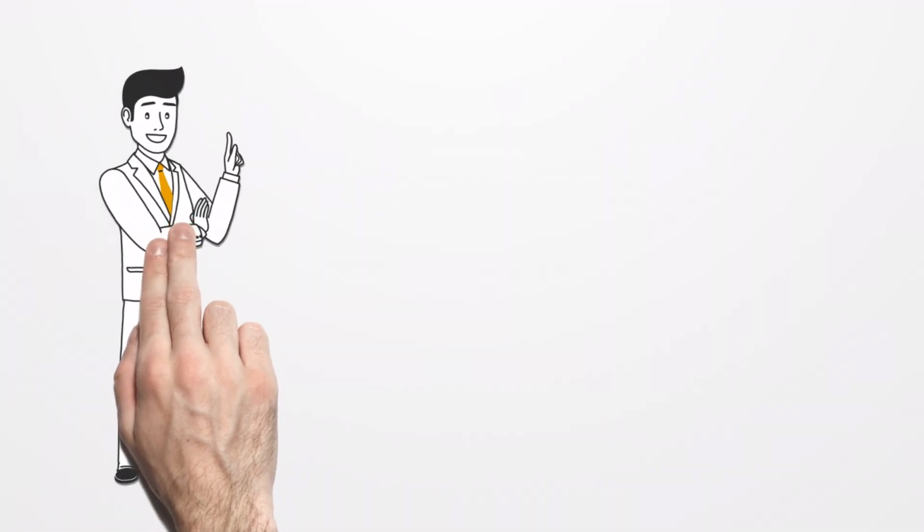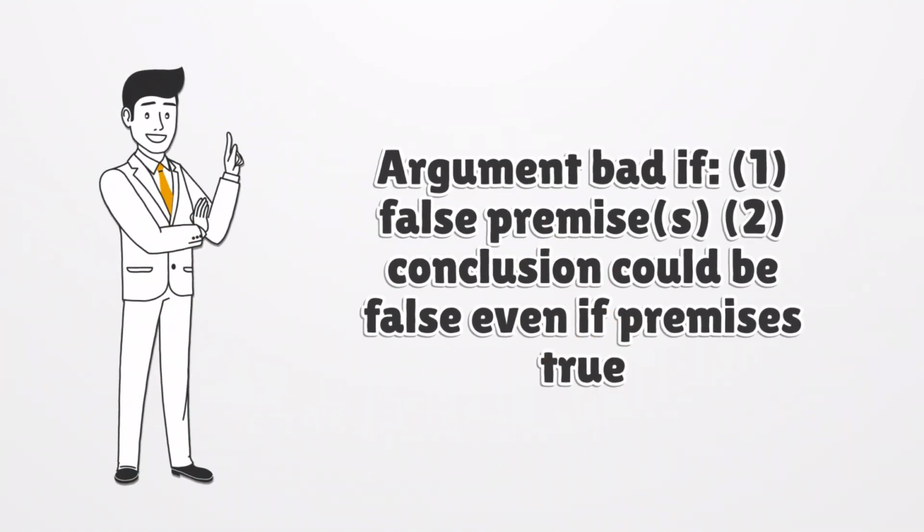So if you want to explain why an argument is wrong, either find a false premise or show that the conclusion could be false, even if all the premises were true. And if you can't do one of those things, maybe the argument that the other person is making isn't wrong at all.